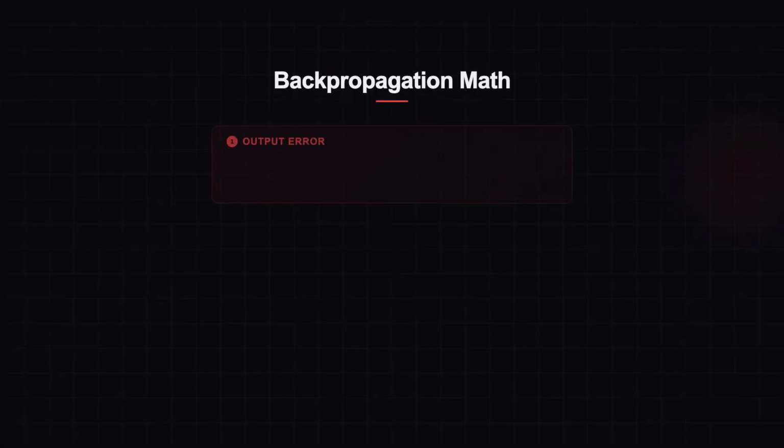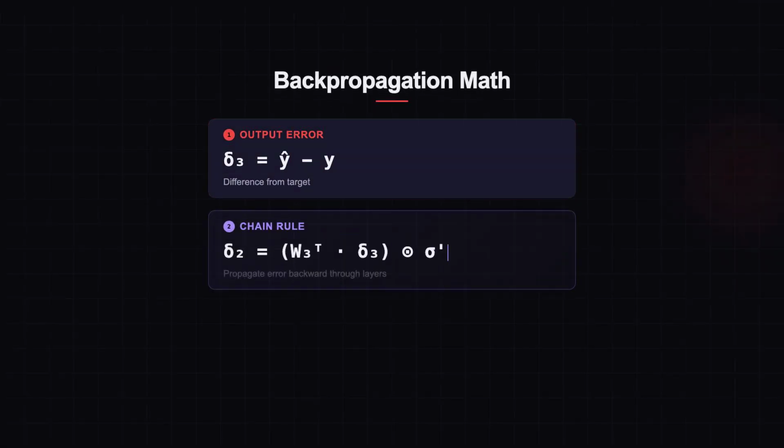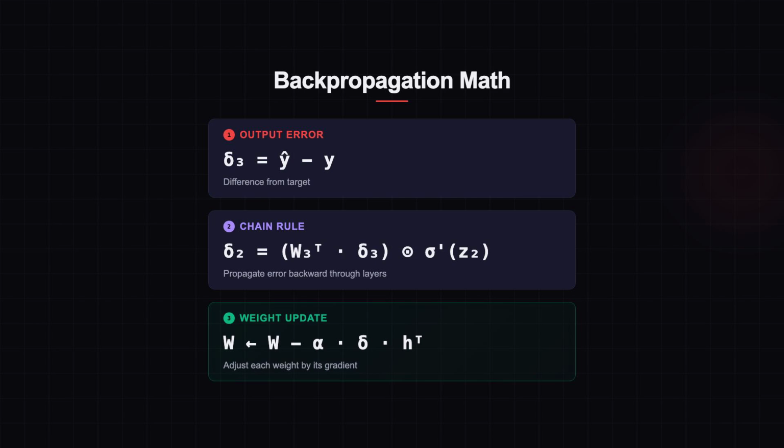The chain rule makes backpropagation possible. The gradient of the loss with respect to any weight is the product of local gradients along the path from that weight to the output. We compute the output error, then propagate it backward, multiplying by activation derivatives and weight matrices at each layer. This is elegant, efficient, and the reason deep learning works.